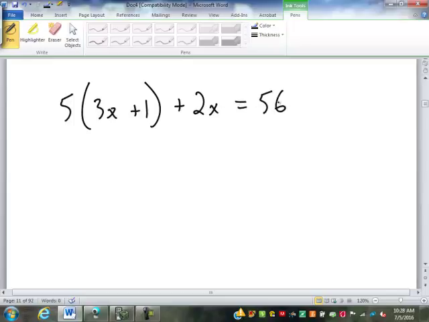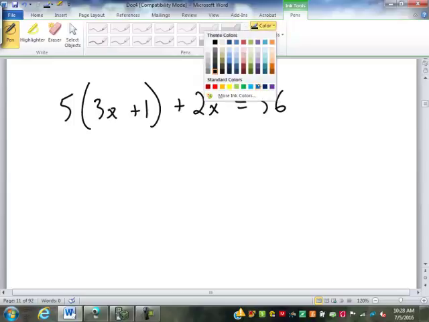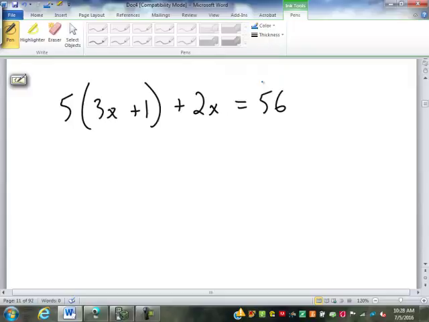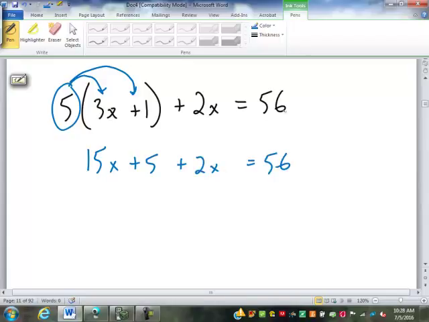What's different here? Yeah, it's the 2x that's being added, but we're going to handle it exactly the same way. Again, we have the parentheses, nothing to do in them, so we're going to do something to them, which is times 5. 5 times 3x, 15x. 5 times 1, positive 5. Then we have plus 2x, and equals 56.